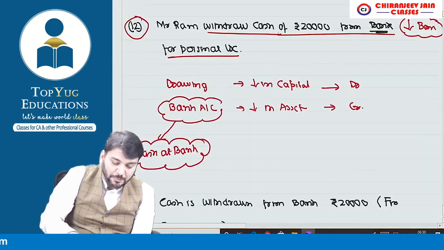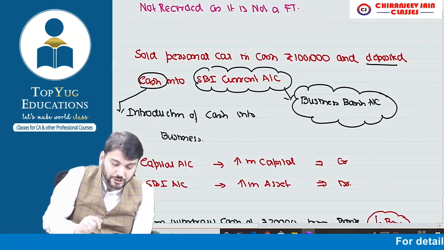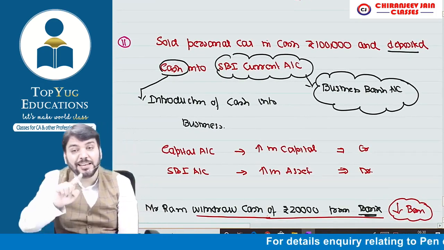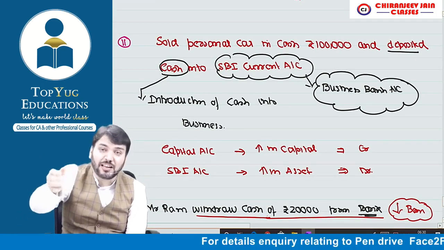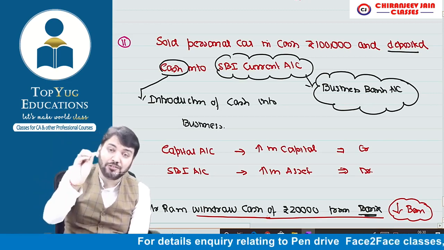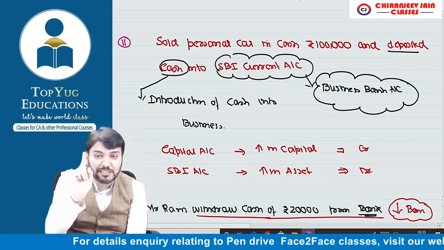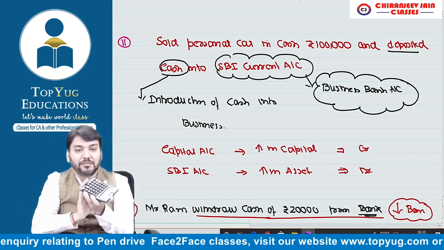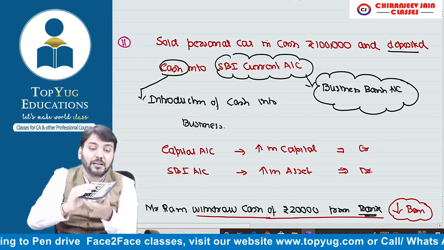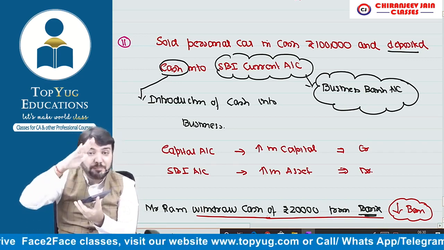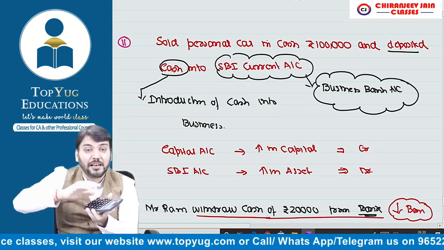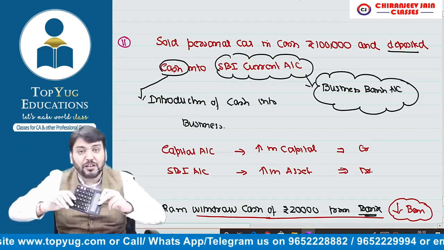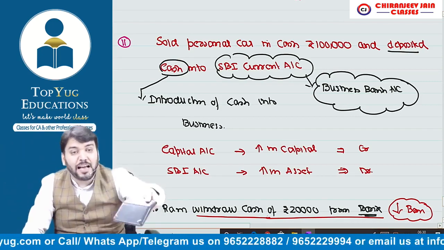Sir, question number 11, please repeat. A doubt has come up, so let's come to 11. What: sold personal car in cash. When you have sold a personal car in cash, whatever cash you receive is your personal cash, not business cash. Suppose this is my calculator, not a business calculator. I have sold this calculator and received some cash, so that is my personal cash, and I am the owner of this cash. This cash I have deposited in the business bank. So this is nothing but introduction of cash into business.